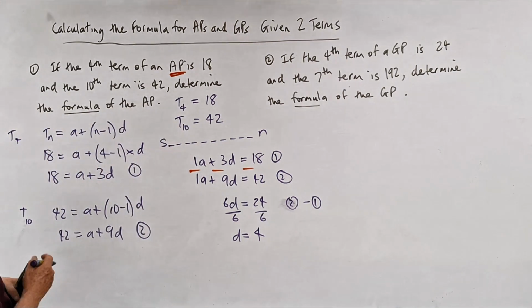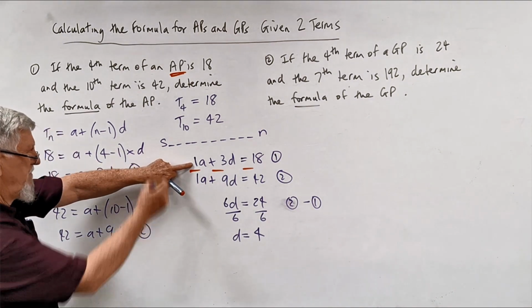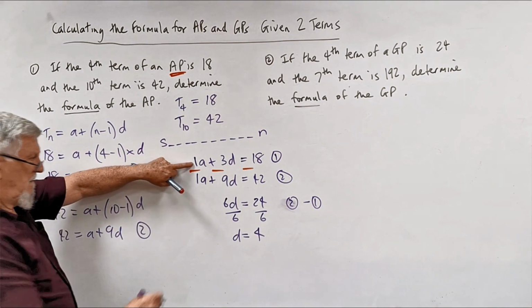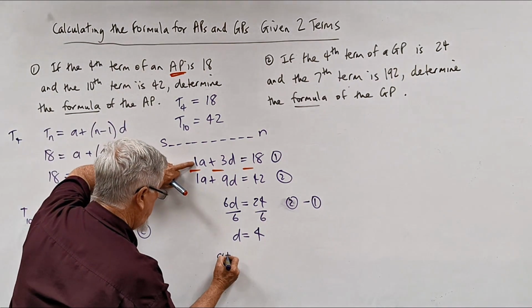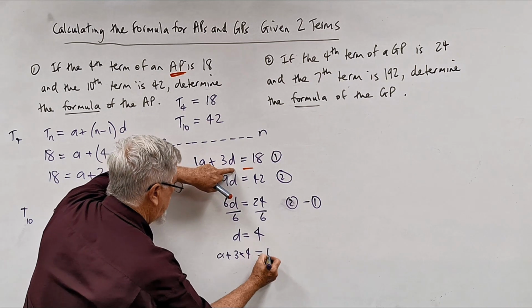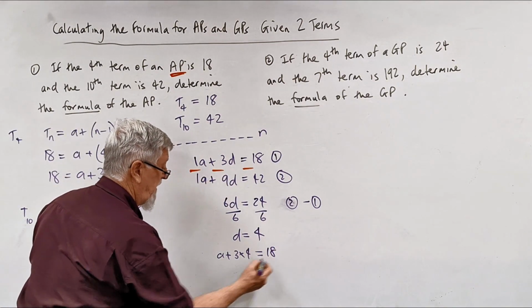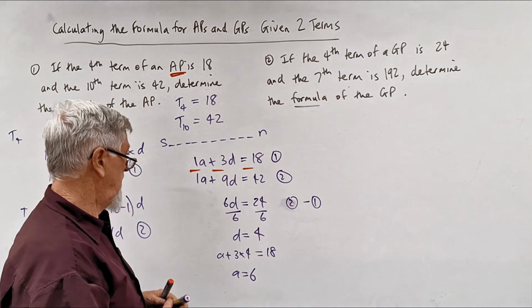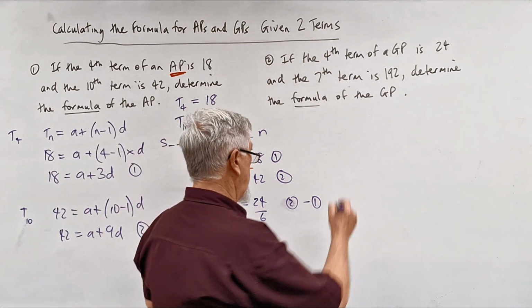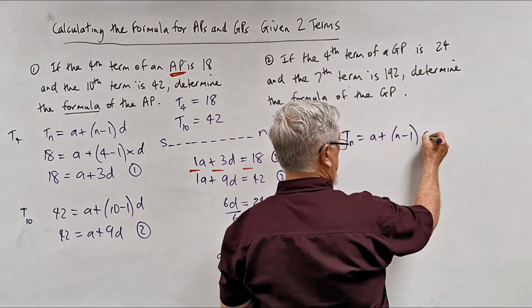How do we get the other number? Go back to our original equations. Well, we can go back to that one there, and we're doing substitution again. So we've got A plus 3 times 4 equals 18, and you can see that's 12. So you take 12, you get A equals 6. So what do we got for our formula? We know that for an AP it's A plus (n minus 1)D.